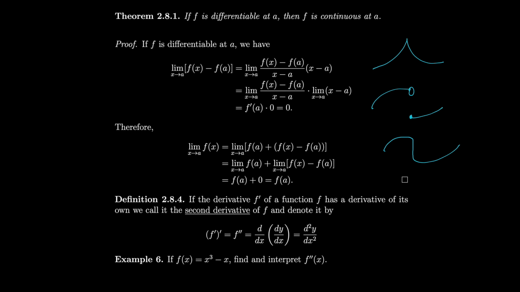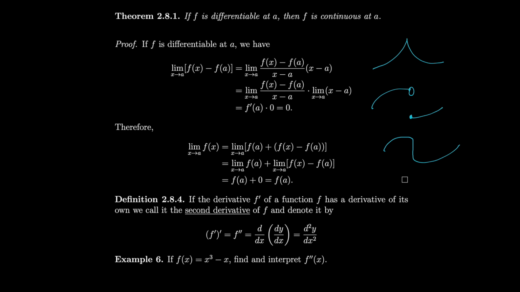Okay, so if the derivative f prime of a function f has a derivative of its own, we call it the second derivative of f, and denote it by f prime prime, which we'll call f double prime. So that's d dx of dy dx, which we also write as d squared y dx squared.